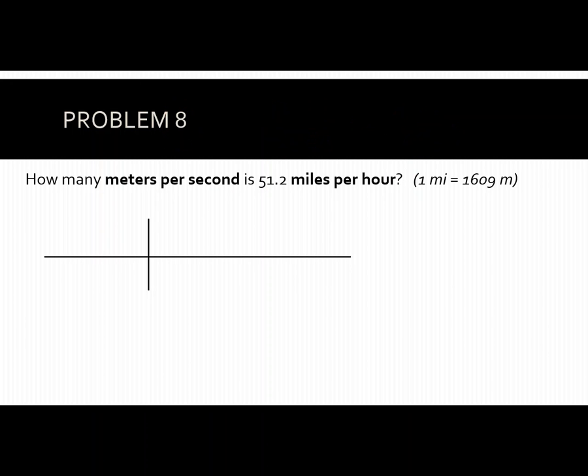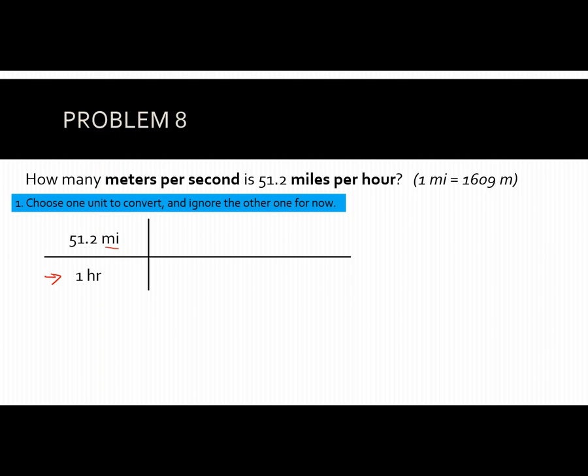Well, I'm going to set it up just like I always do. Information goes on the left, but in this case, we also must include our 1 hour on the bottom. So we have 51.2 miles equals 1 hour on the bottom. Now, like most people, I like to start with the top unit to convert first. And that's what I'm going to do, start with the top unit and convert it first.